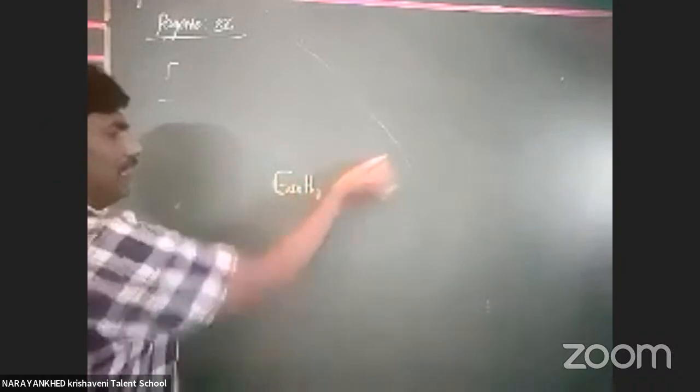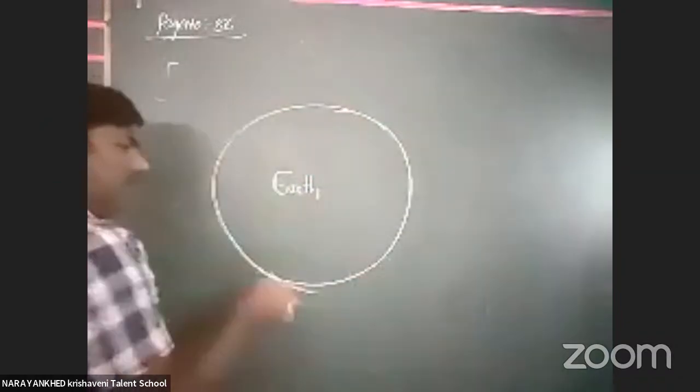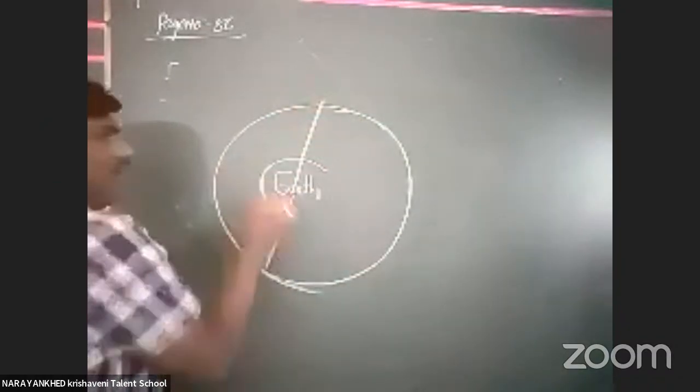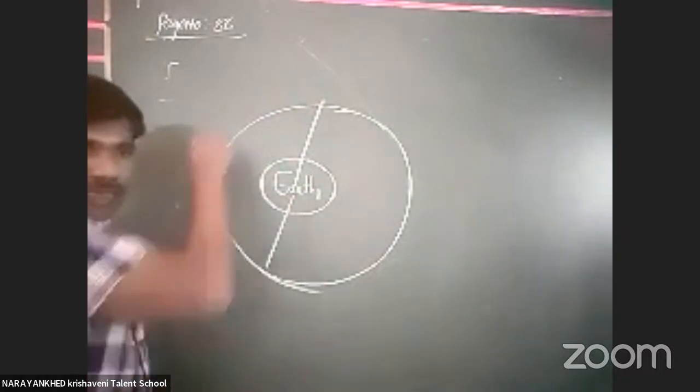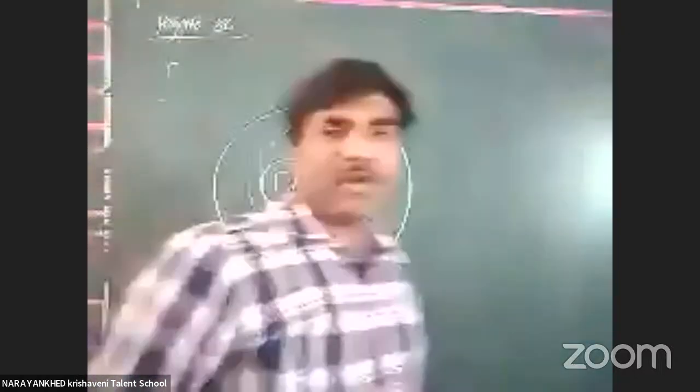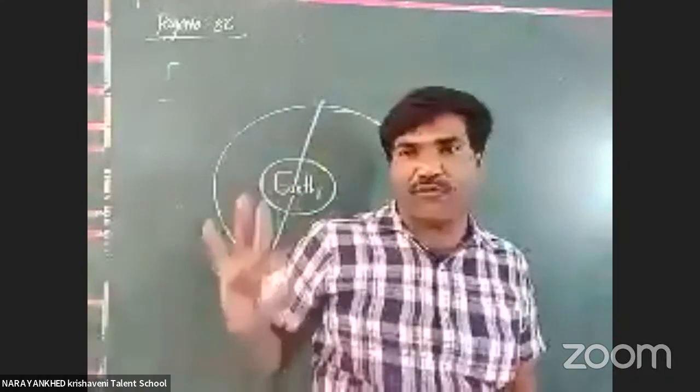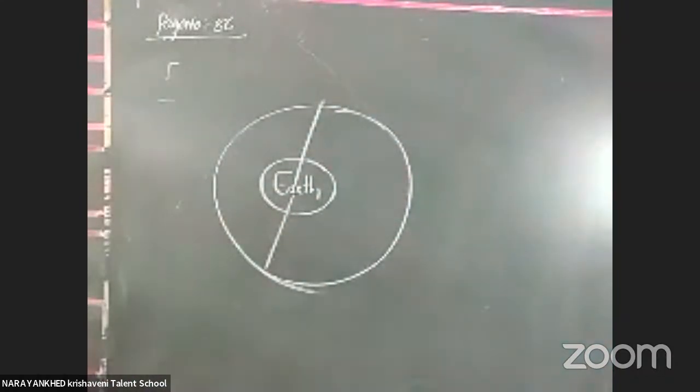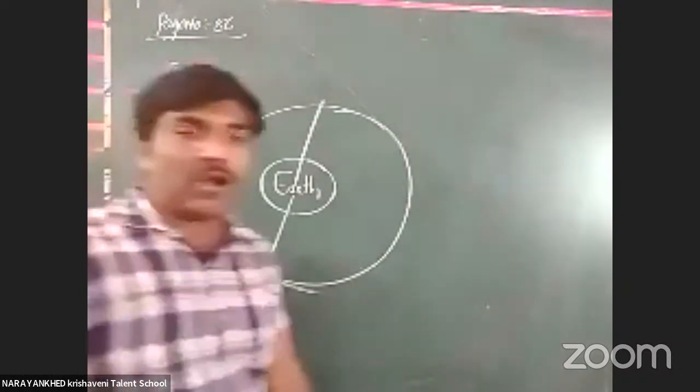The Earth contains a region around it. This is the Earth, and around this region its effect is there. That is called a field of force. It is called a field force.